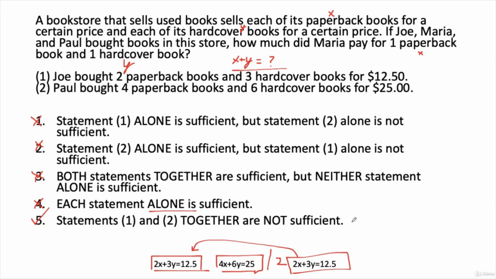One more point that I would like to add here is that if we had an equation, for example 6x plus 6y equals some value, let's say 36, as one of the statements, we could have definitely divided the whole statement by 6 and could have got the answer with one equation only, because we have been asked the value of x plus y and not x and y separately.